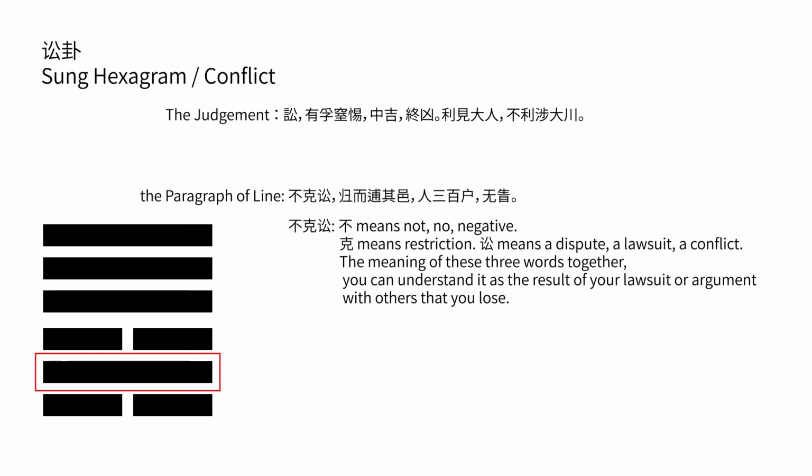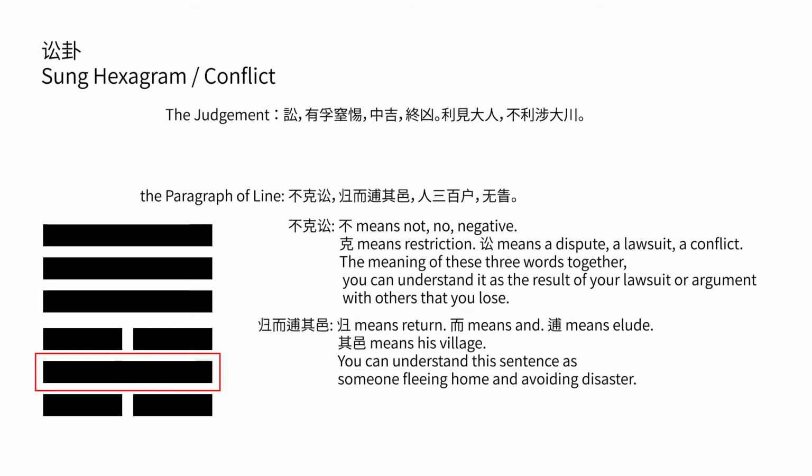not, no, negative. 克 means restriction. 宋 means a dispute, a lawsuit, a conflict. The meaning of these three words together, you can understand it as the result of your lawsuit or argument with others that you lose.